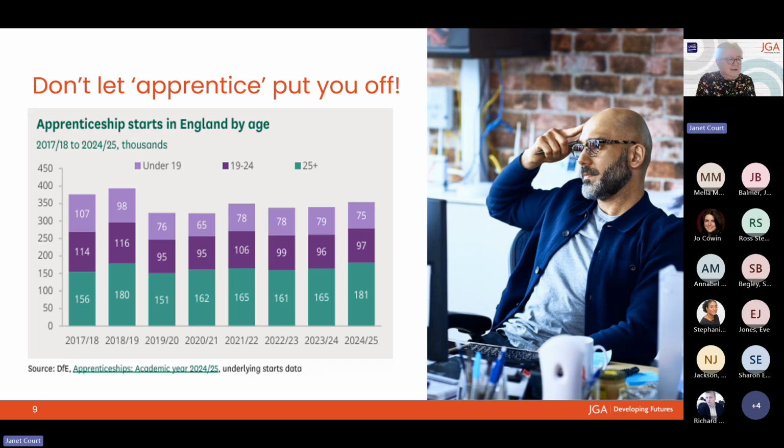These figures come from the DFE Apprenticeships Academic Year 24-25, and you can see that the green bit at the bottom are those who are over 25. It's at least, if not more than, 50%, and it's been quite constant, but it's growing. On other courses, we've got learners from the late 50s, and why not? That's down to the employer. If you decide that they are going to be actively employed and they have these skills and you're willing to invest time in them, then we are happy to take learners of all ages. And actually, it's really good sometimes to get mixed age groups because they come with different experiences.